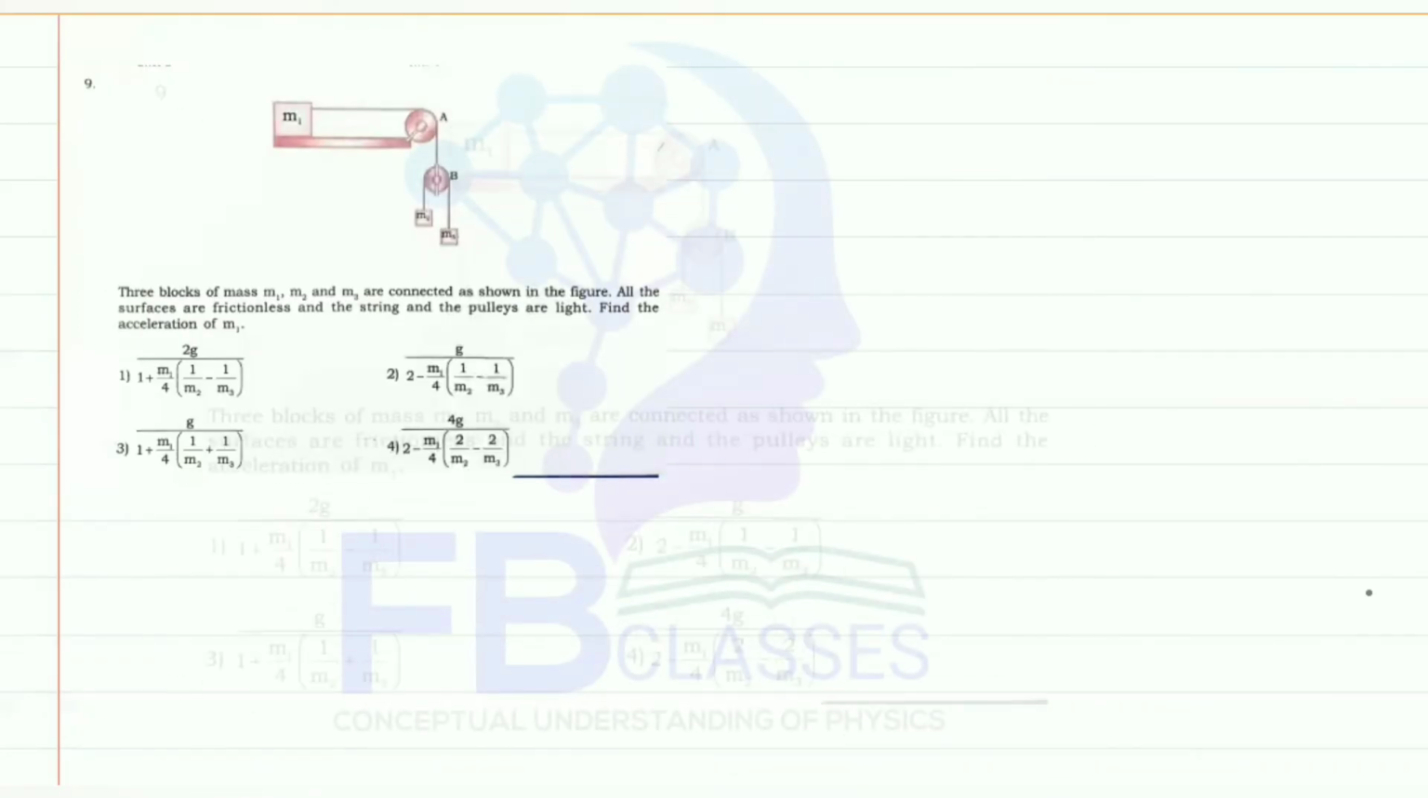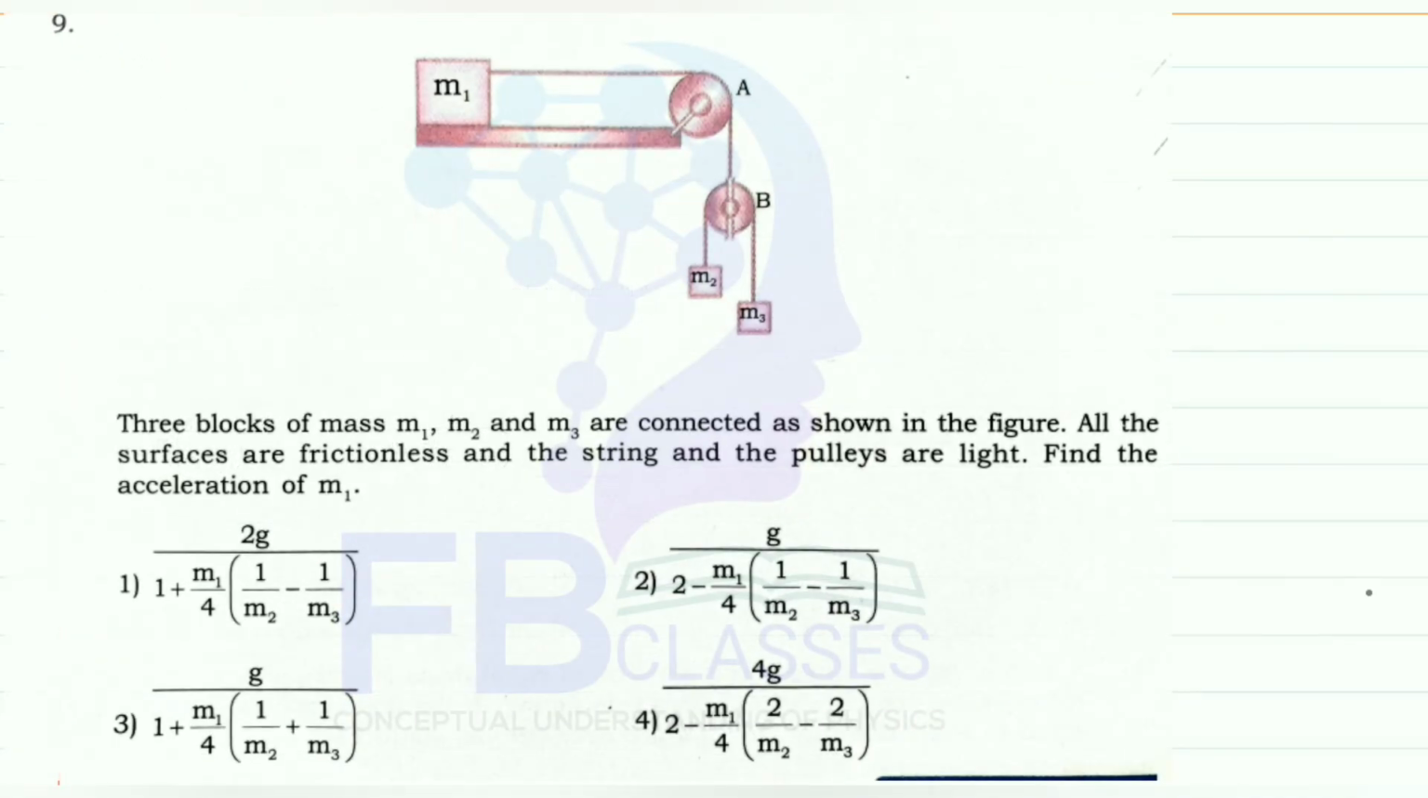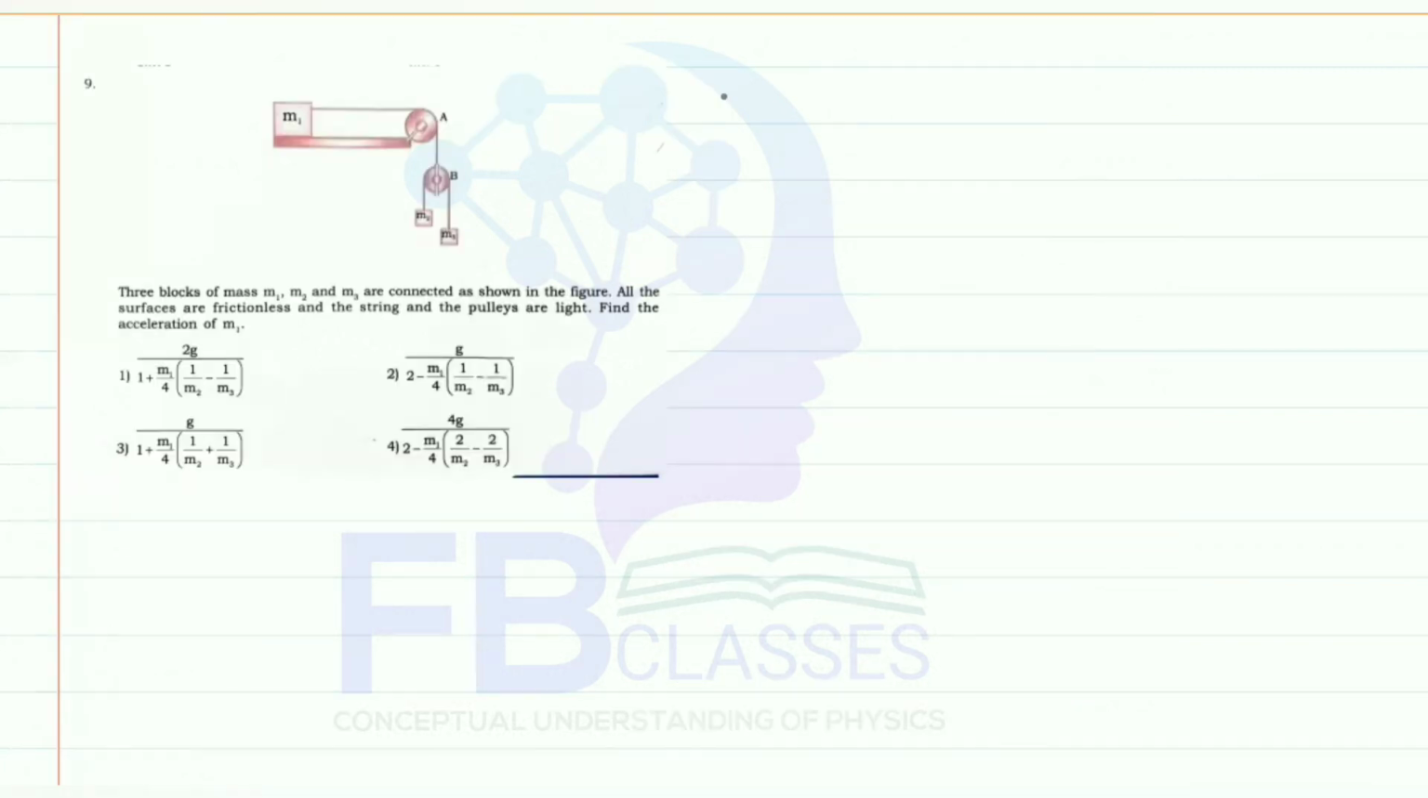My dear students, I am going to read the question. 3 blocks of mass M1, M2 and M3 are connected as shown in the figure. All the surfaces are frictionless and the string and the pulley are light. Find the acceleration of M1 block. Okay, now here I am going to draw the free body diagram of M1 block. So the tension I am taking as T. Okay, so now the acceleration I am taking as a. So this acceleration we have to find out.